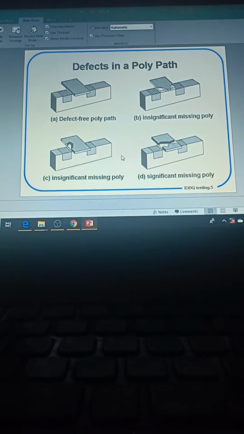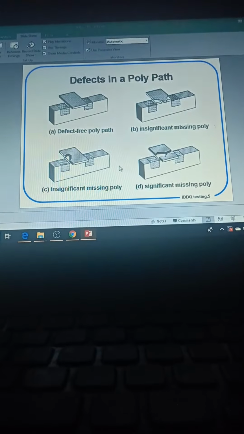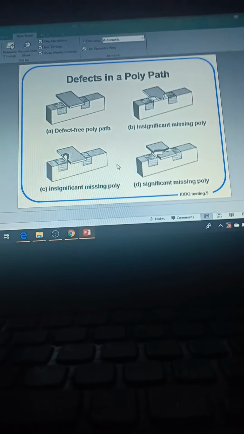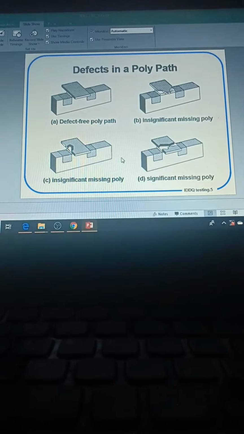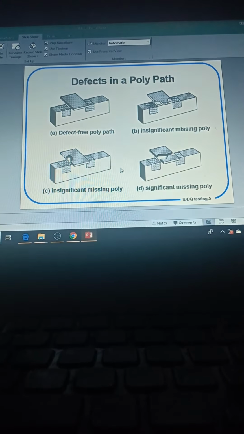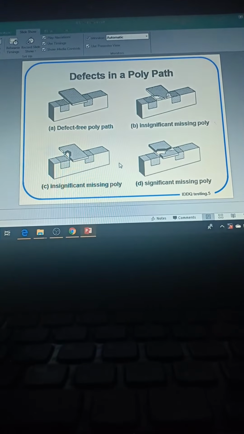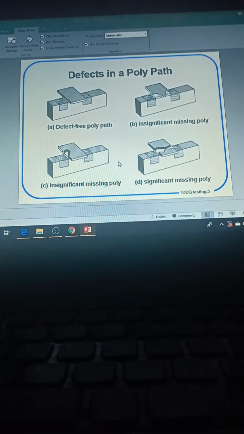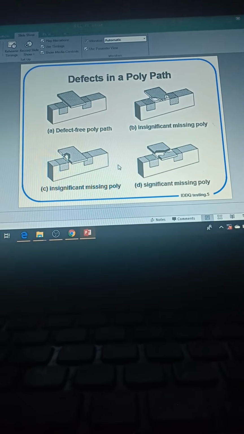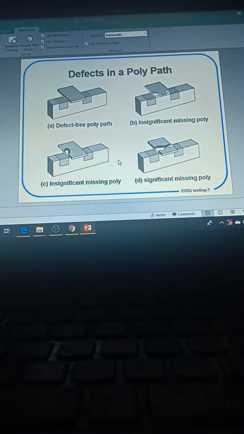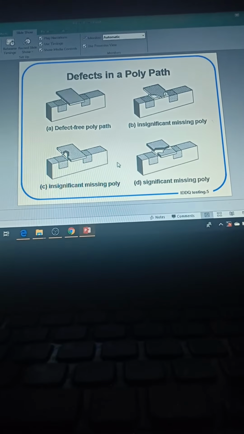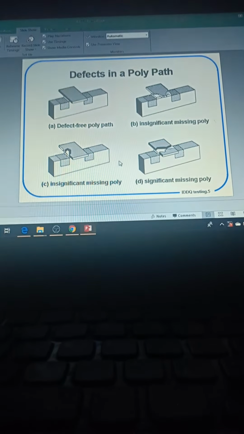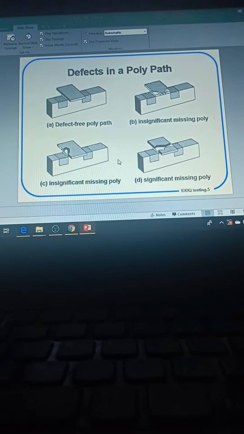Next, in a poly path, that is, the polysilicon gate, suppose any defect is there. In the diagram, figure A shows the poly path without any defect. In B, there is a defect in the polysilicon at the edges, and C represents the defect in the polysilicon in the center. D shows the missing polysilicon in the center, whereas A shows no defect in the polysilicon.